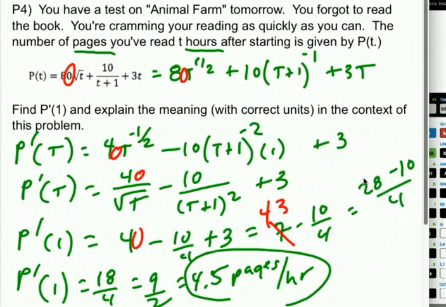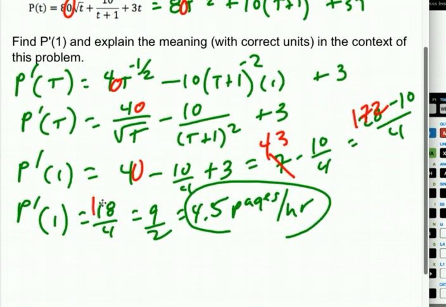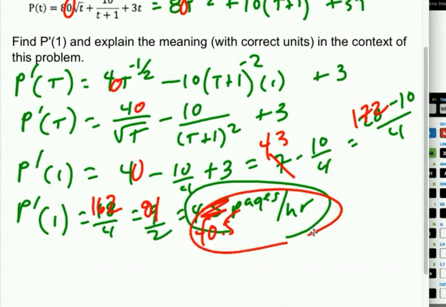160, 172. That's nicer. I think we get a 162. What is that, an 81 over 2? That makes a lot more sense. So 40.5. Whew. Now that's a slightly more reasonable number of pages to read per hour. See? So that's why we look at problems and see if we did something silly. Mea culpa. Okay, so what does this mean?